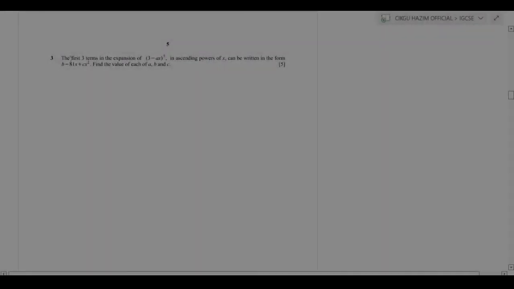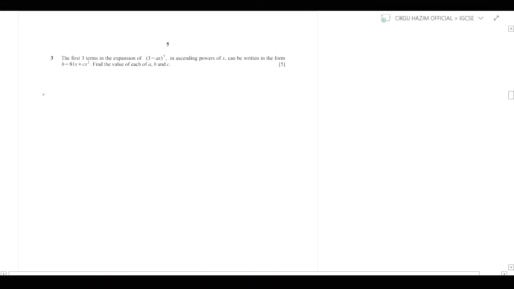For question number 3, we have a binomial expansion, or a binomial series. For this you just need to memorize how to expand it. Find the first three terms in the expansion of (3 minus ax) to the power of 5 in ascending powers of x. It can be written in the form b minus 81x plus cx squared. Find the value of a, b, c.